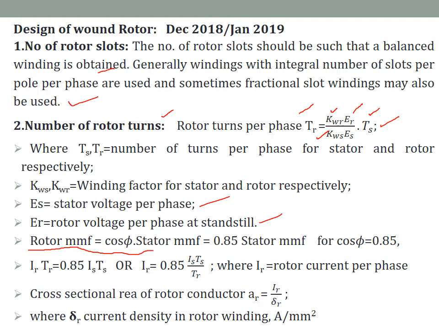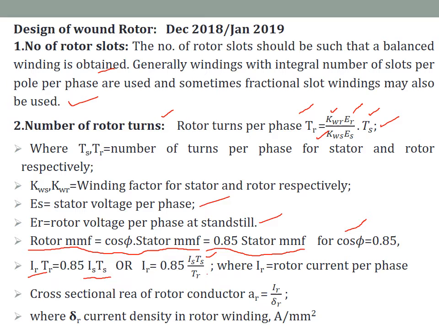Now here the rotor MMF is equal to cos phi times the stator MMF, that is equal to 0.85 times the stator MMF, where cos phi is equal to 0.85. So now IRTR, this is the rotor MMF, is equal to 0.85 times ISTS. So now IR is equal to 0.85 ISTS divided by TR. So the rotor current per phase can be calculated using this equation, 0.85 into ISTS divided by TR.